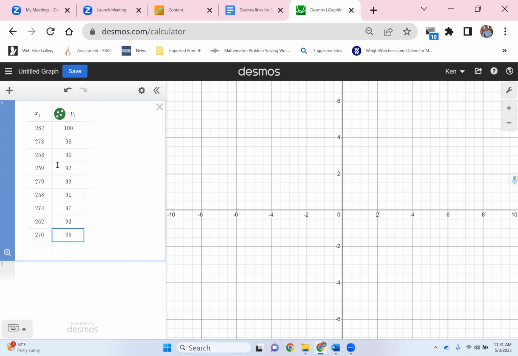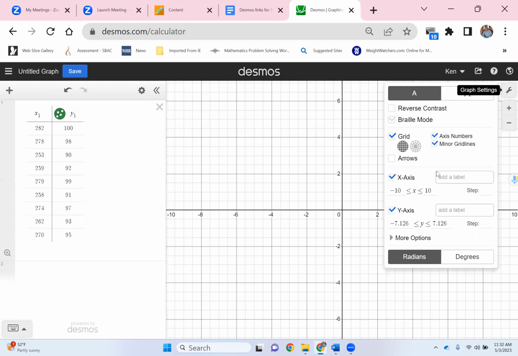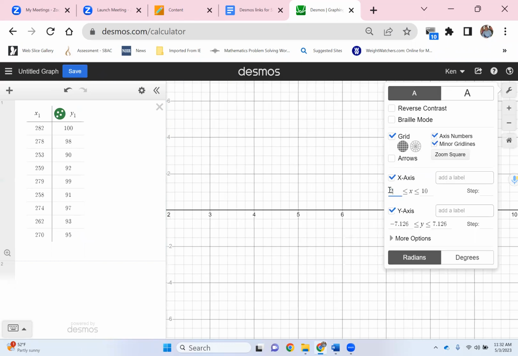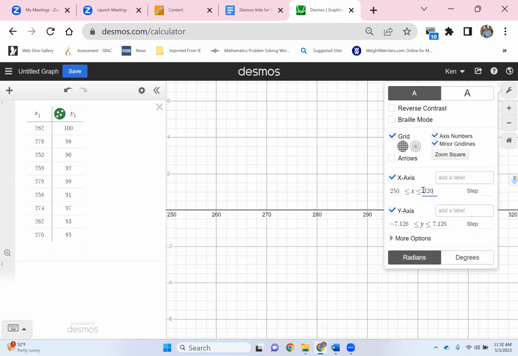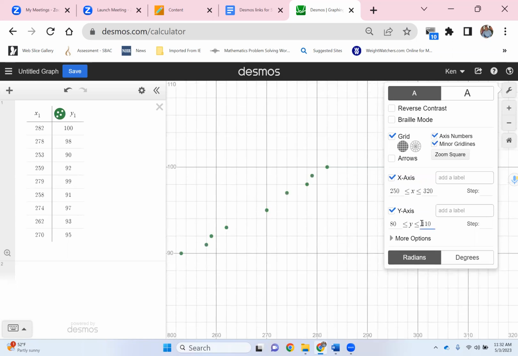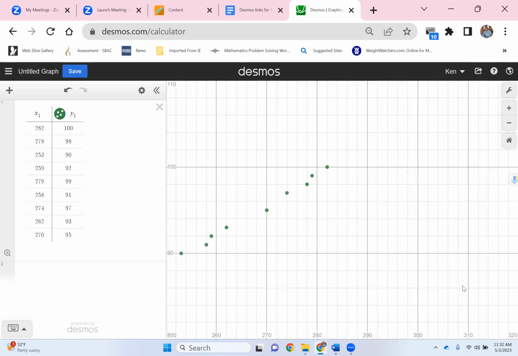values go from 253 to a little over almost 300. So let's go to our wrench and let's make our smallest X value 250 and our biggest X value 320. Let's make our smallest Y value, they go from about 90 to 100, so maybe 80, and our biggest Y value 110. There they are. And we could see that it falls pretty closely into a line.